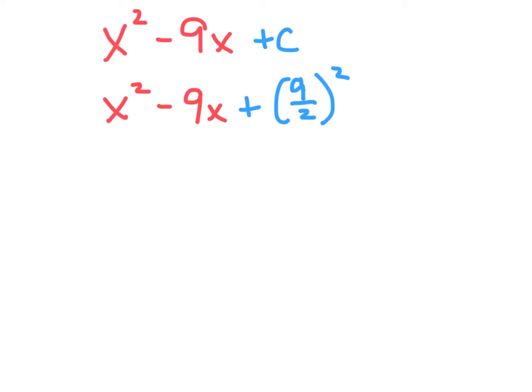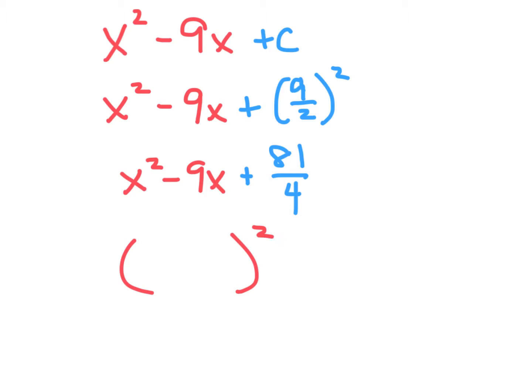Okay, so now I have x squared minus 9x. And then to square a fraction, you just square the numerator and square the denominator. 81 over 4. Now, this isn't as easy to factor, right? But remember that whenever we get it down to this squared thing, it's always just going to be half of this middle term. So it's just (x minus 9 over 2) squared. All right, and in this case, c would have equaled 81 over 4.